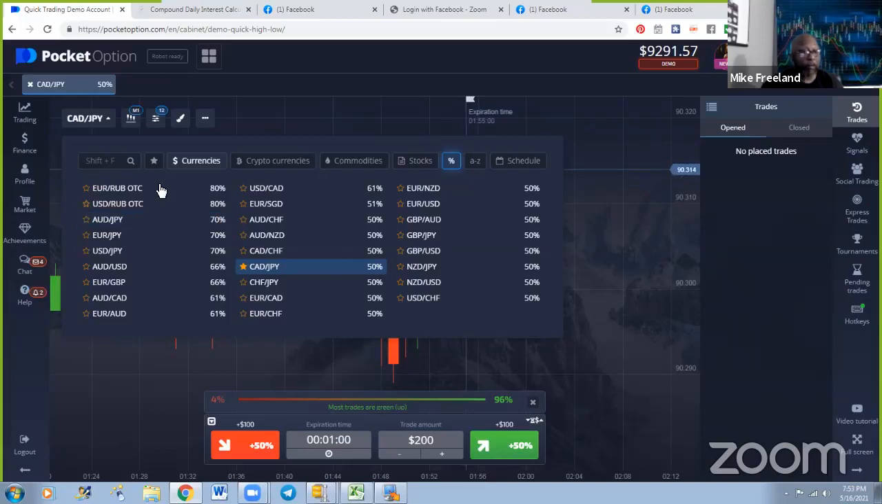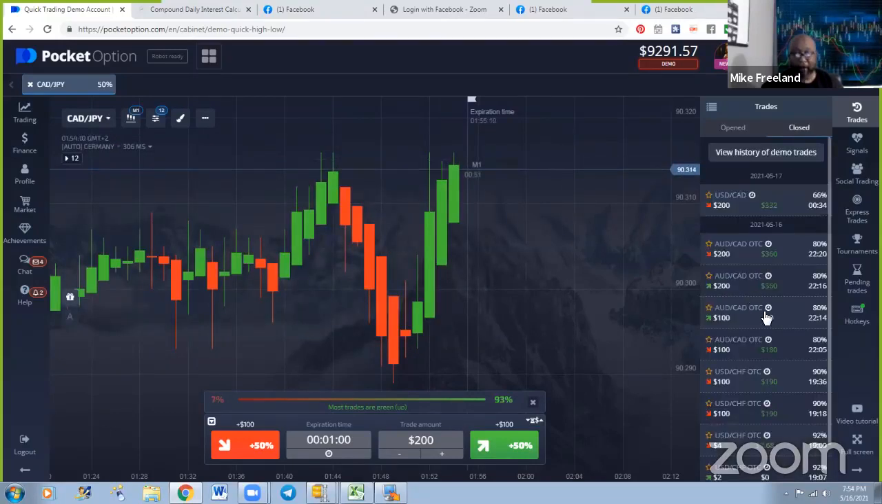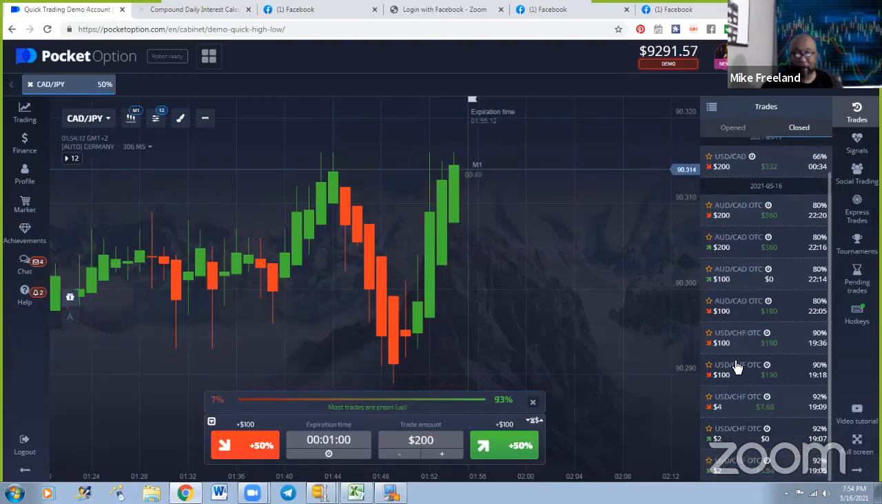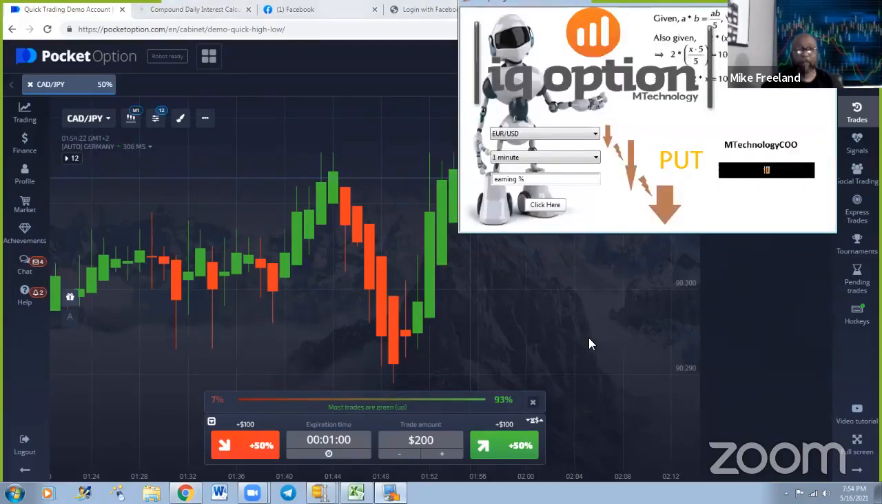Now, normally I do not trade OTCs. However, with this system, as you can see over here, I traded OTCs with wins. I traded them with wins, okay? Normally I don't, but that may change now. So let me bring the robot back up.